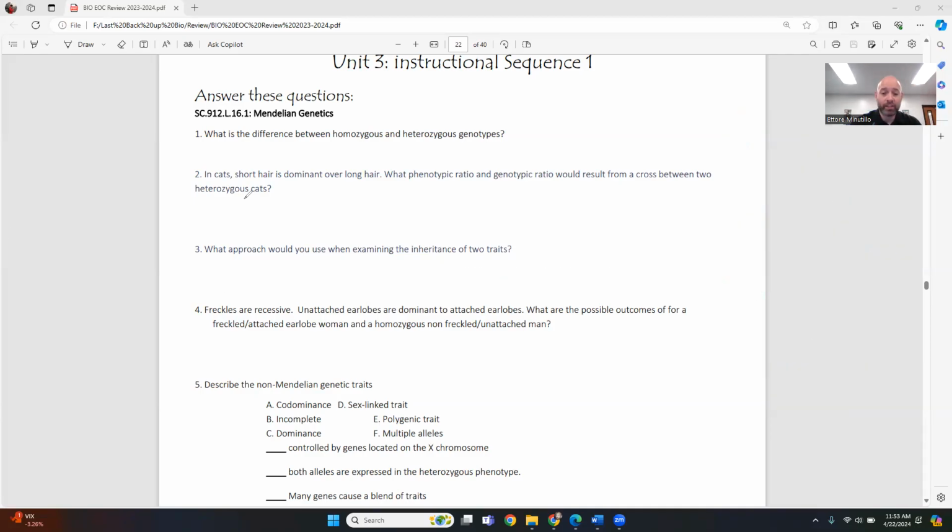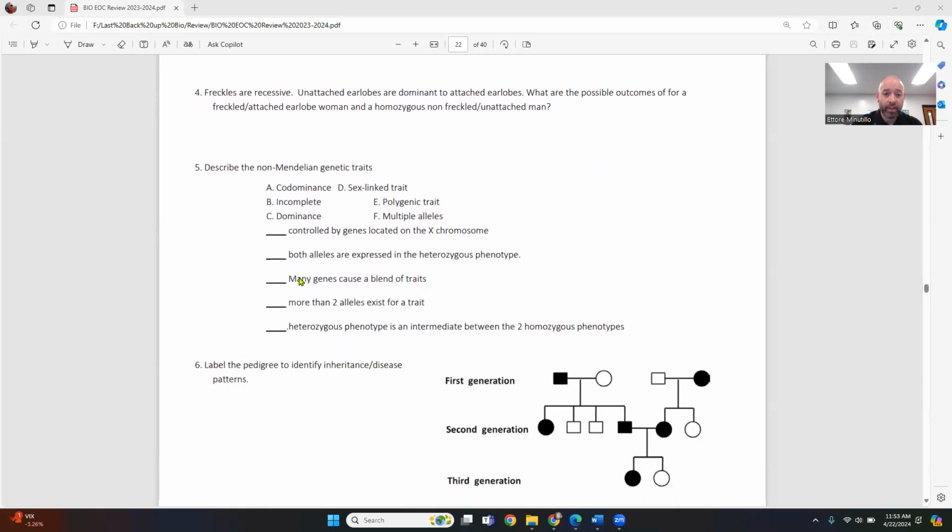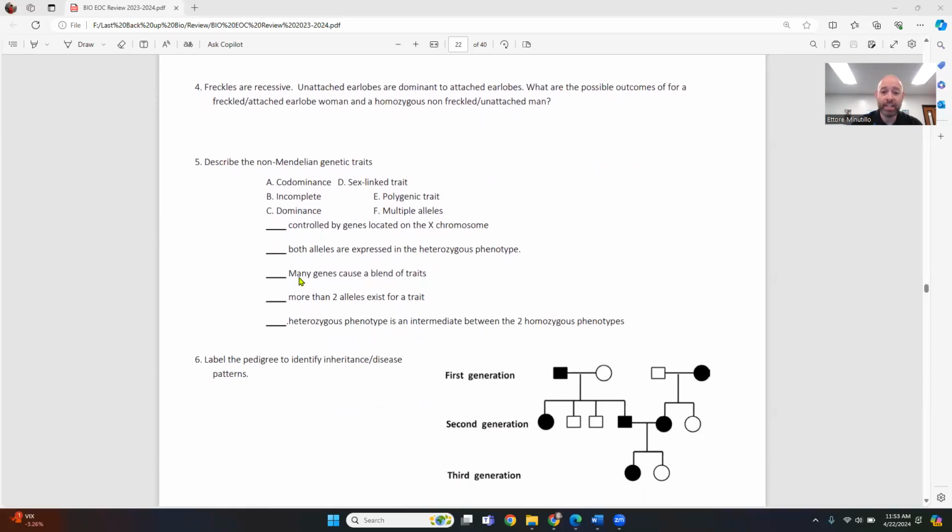Question 4. Freckles are recessive. Unattached earlobes are dominant to attached earlobes. What are the possible outcomes for a freckled, attached-earlobe woman and a homozygous non-freckled, unattached man? Wow. All right, let's get this going here. So our woman has freckles, which are recessive, and attached earlobes, which are also recessive. That automatically tells us what we're working with here. I'm going to do her 2 Punnett squares and her 2 probabilities to get that one common fraction here.